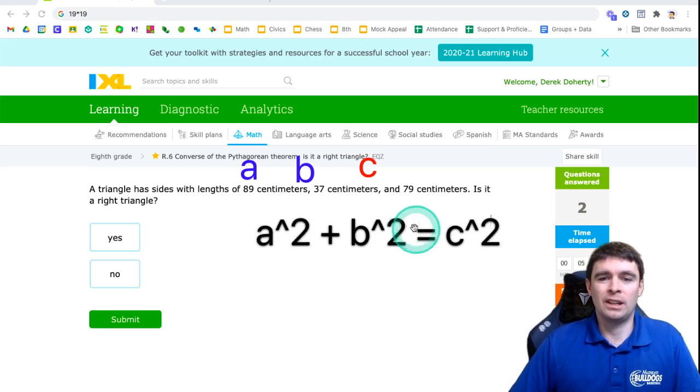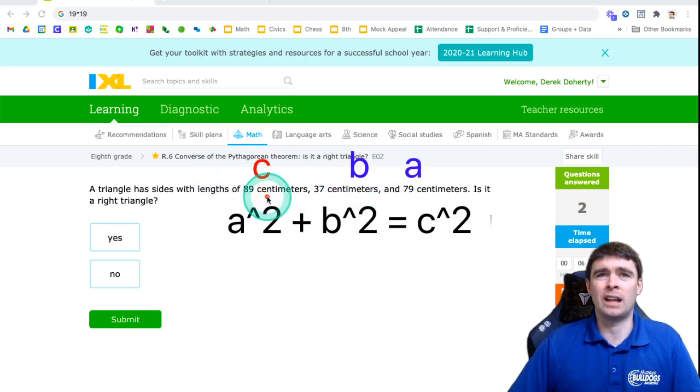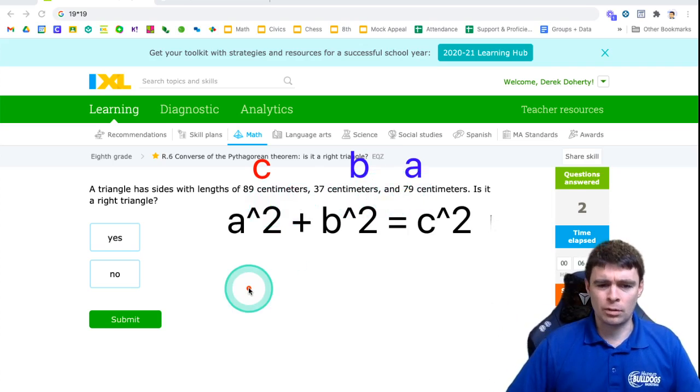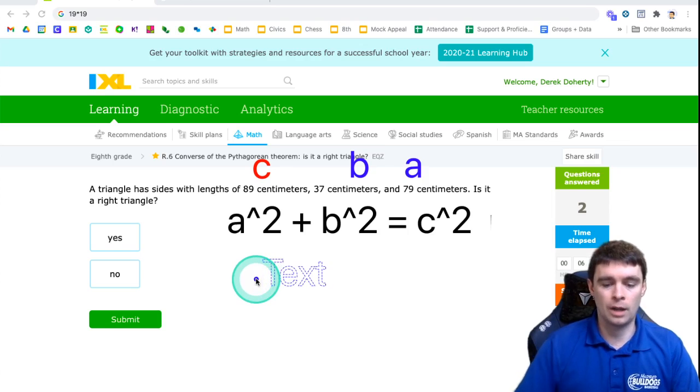So here we see another situation where they give us a triangle and the three side lengths. I'm going to be very careful. The biggest side length is the 89, so I'm going to go ahead and label the C as 89 for this one. The other two sides are 37 and 79. Now, I have no idea, to be honest, if this is a right triangle or not, but I'm going to plug in and this formula will tell us whether or not it is a right triangle.